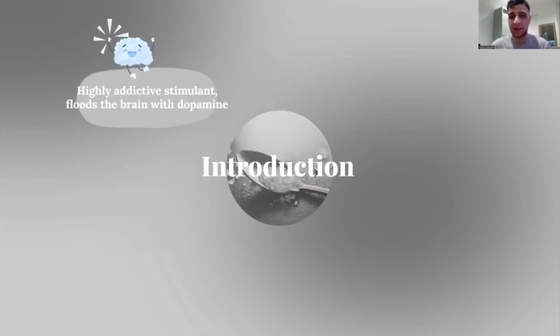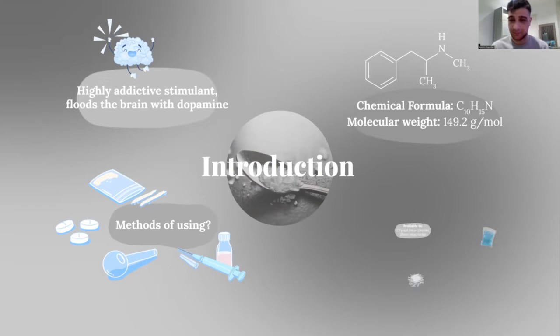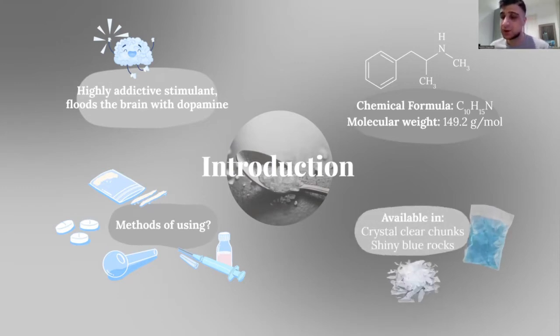So methamphetamine is a highly addictive stimulant of the central nervous system that floods the brain with dopamine. Its chemical formula is C10H15N, and the molecular weight is 150 grams per mole. As you can see, the chemical structure here as well. There are multiple different methods of using it, mainly snorting it, swallowing it, smoking it using a glass pipe, and injecting it directly into your veins. And it's usually available in crystal clear chunks and shiny blue rocks.